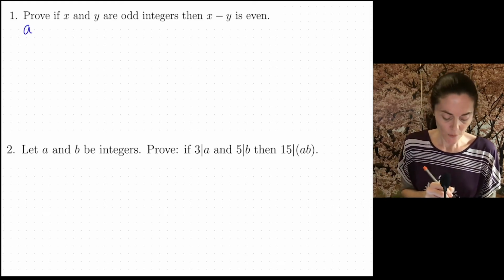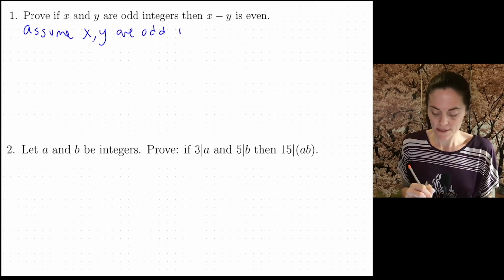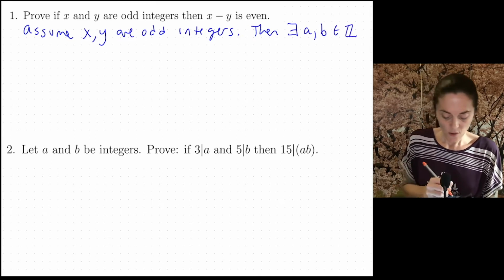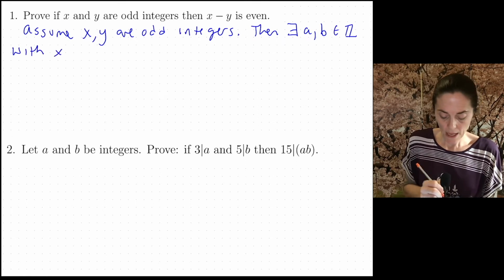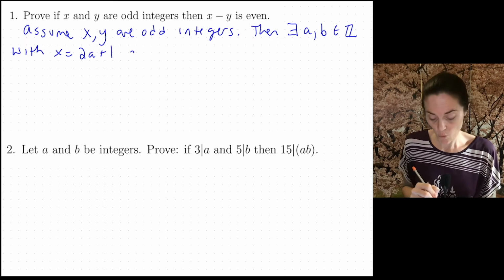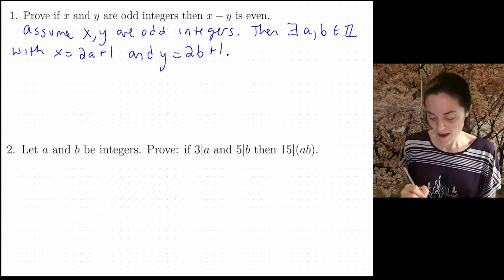So let's assume x and y are odd integers. Well, we need to use the definition. So we have two integers, say a and b, with x is 2a plus 1 and y is 2b plus 1. Now we just want x minus y.